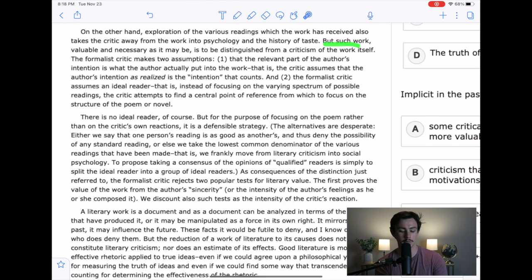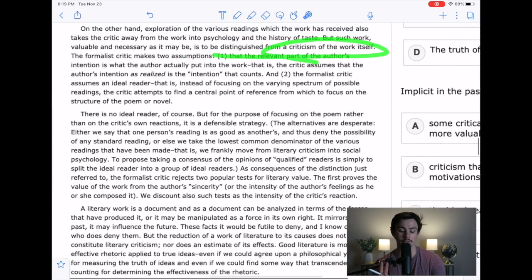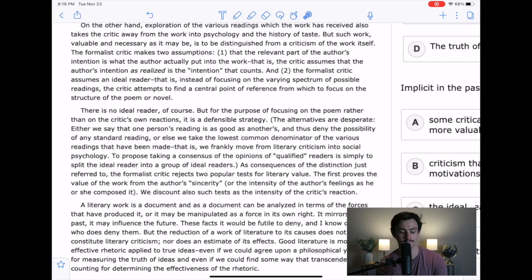But such work, valuable and necessary as it may be, I love this right here. She's trying to be like, I'm not mean, I swear, is to be distinguished from a criticism of the work itself. So, yeah, it's important what you do, but it ain't criticism. The Formless Critic makes two assumptions, okay?